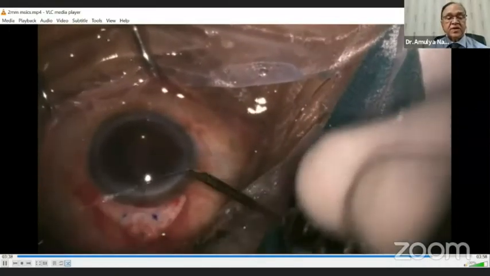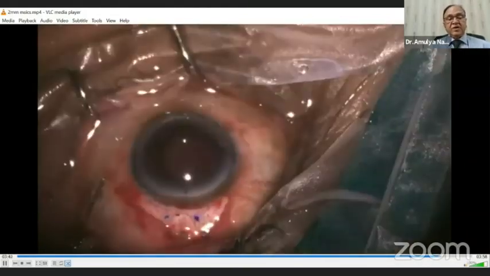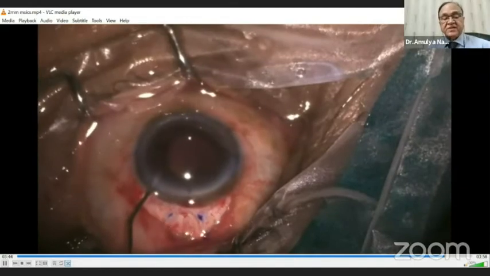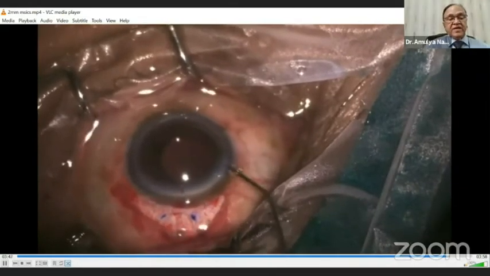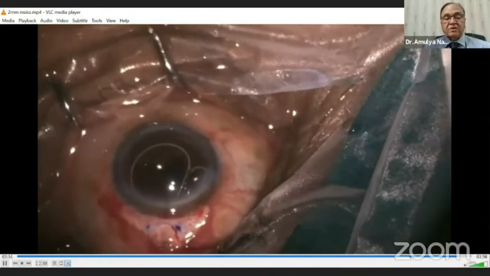I am just showing it. It is possible. It is good. A lot of this nowadays we are doing is clear lens extractions, and those are the cases where we can have very good results. Toric IOL and all sorts of things.